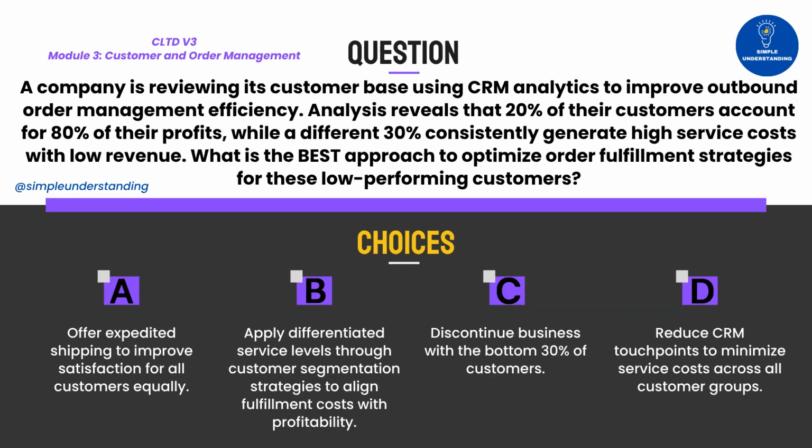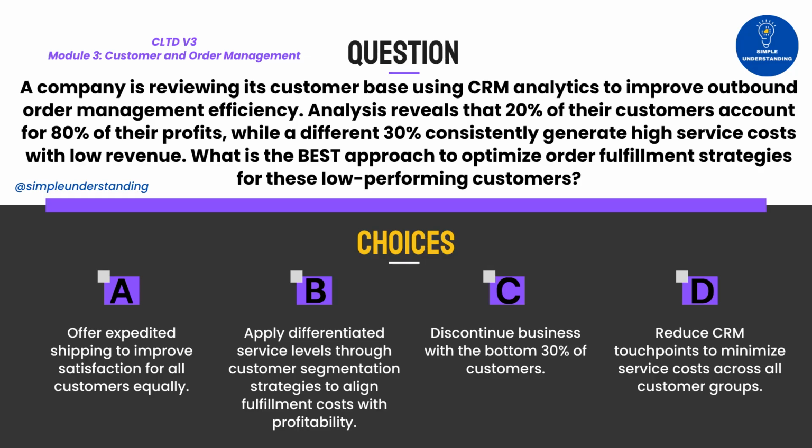Question 2. A company is reviewing its customer base using CRM analytics to improve outbound order management efficiency. Analysis reveals that 20% of their customers account for 80% of their profits, while a different 30% consistently generate high service costs with low revenue. What is the best approach to optimize order fulfillment strategies for these low-performing customers?